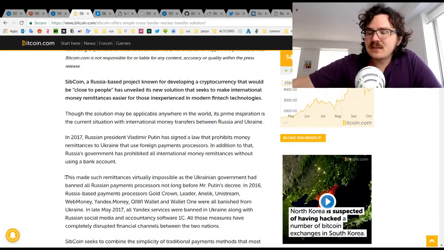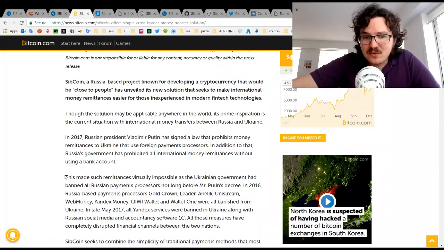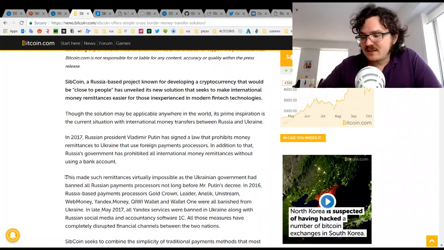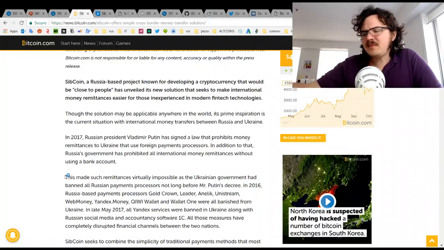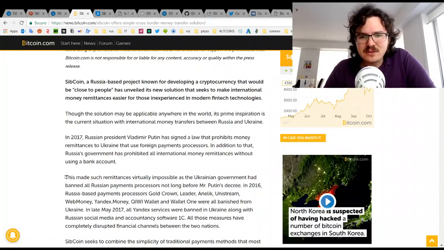There are millions of Ukrainians who live in Russia. And of course, they all have families back in Ukraine. And they want to send money to their mom. They want to send money to their aunt, to their sister, to all these people. And now it's incredibly difficult. And of course, those political lines have drawn deep divisions.